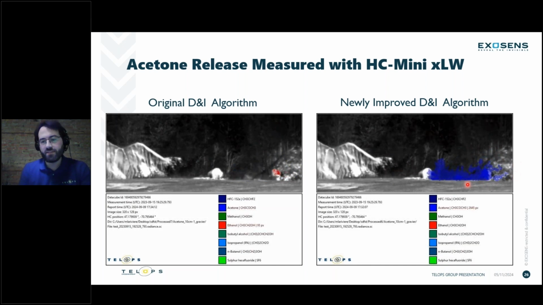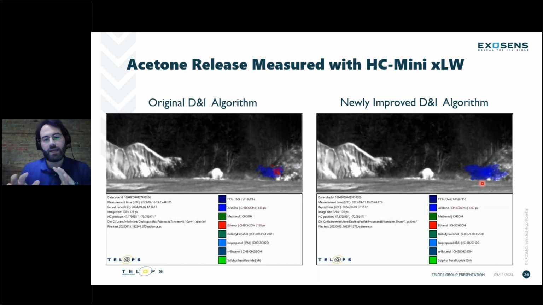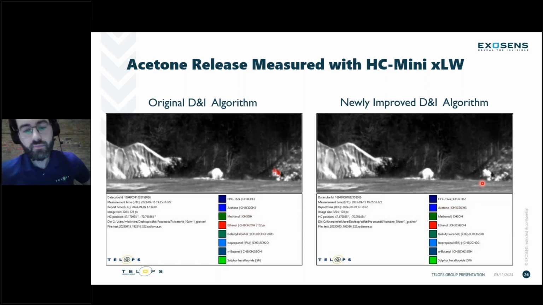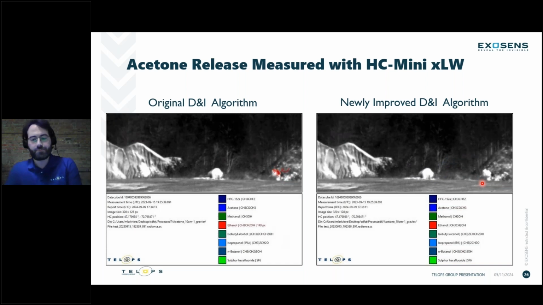There are more pixels that are identified. And we can see the plume moving along the multiple data cubes for a longer amount of time, a longer amount of data cubes in this case. So you have a much clearer understanding of what's happening with the plume, of what is in the plume, with the new algorithm compared to the older one.